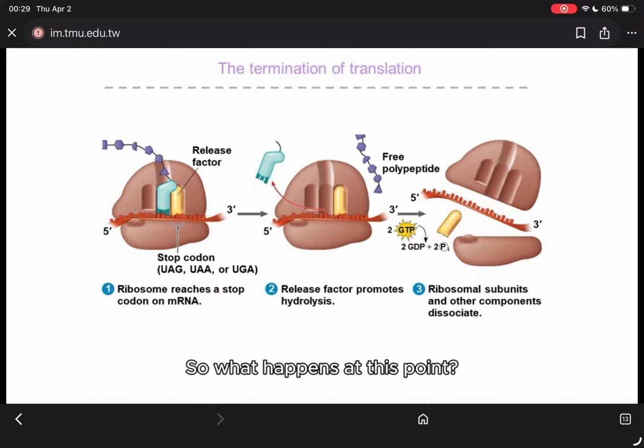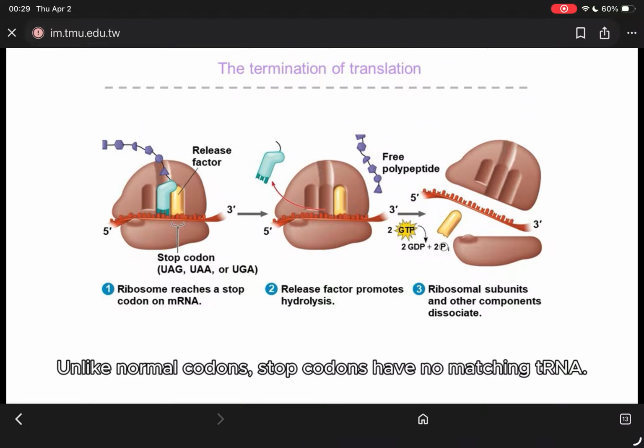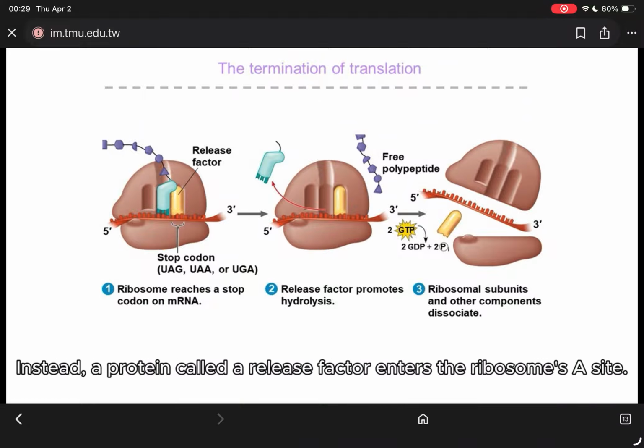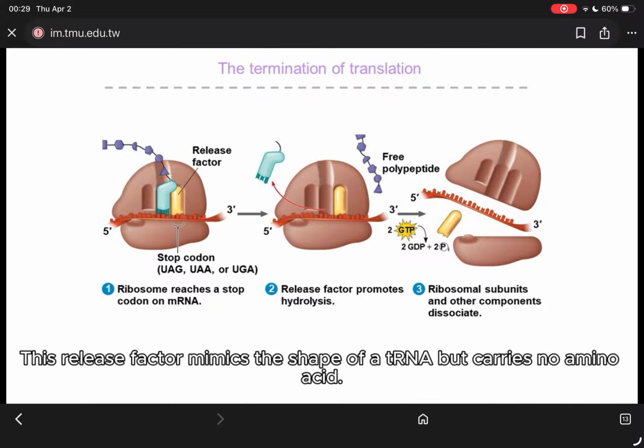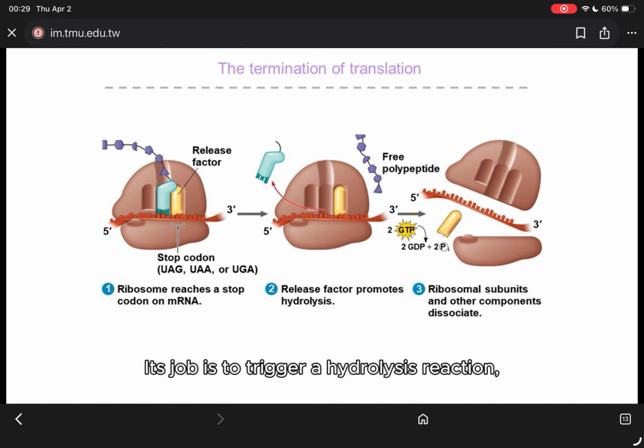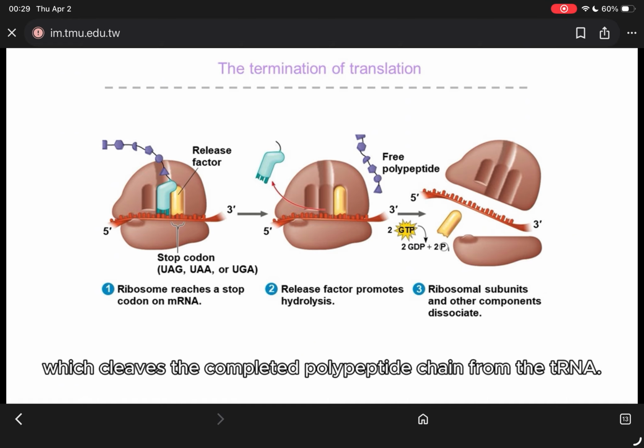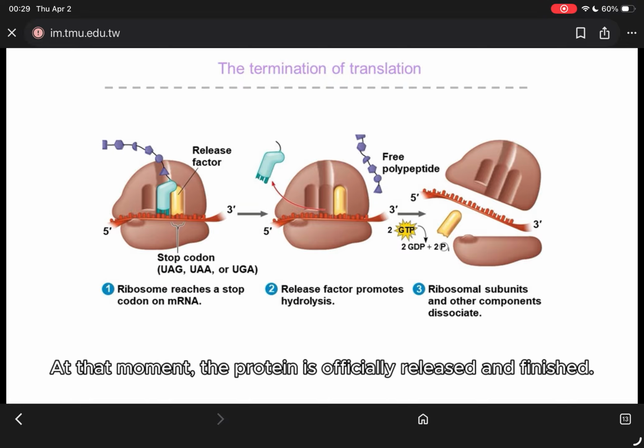So what happens at this point? Unlike normal codons, stop codons have no matching tRNA. Instead, a protein called a release factor enters the ribosome's A site. This release factor mimics the shape of a tRNA but carries no amino acid. Its job is to trigger a hydrolysis reaction, which cleaves the completed polypeptide chain from the tRNA. At that moment, the protein is officially released and finished.